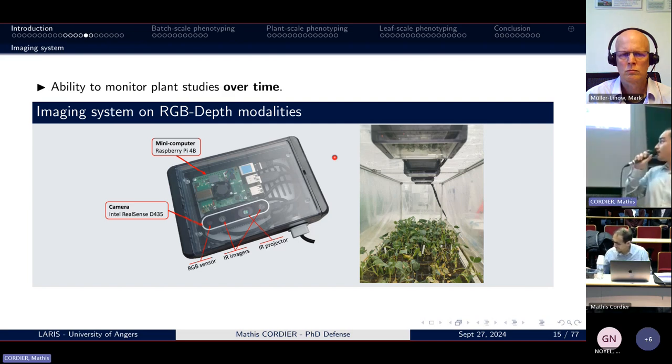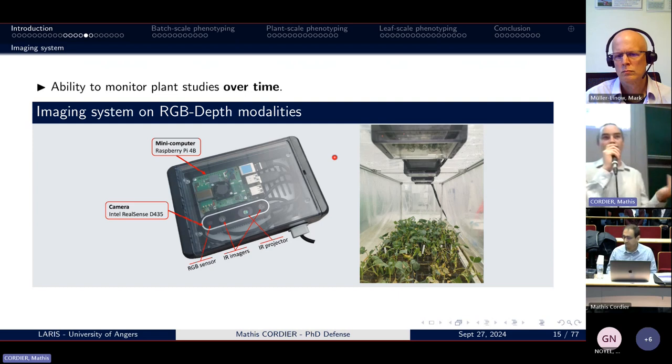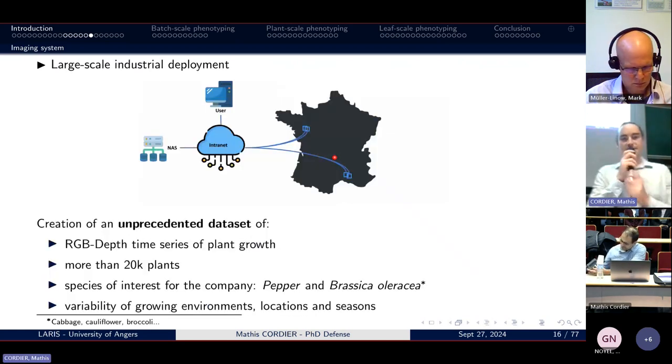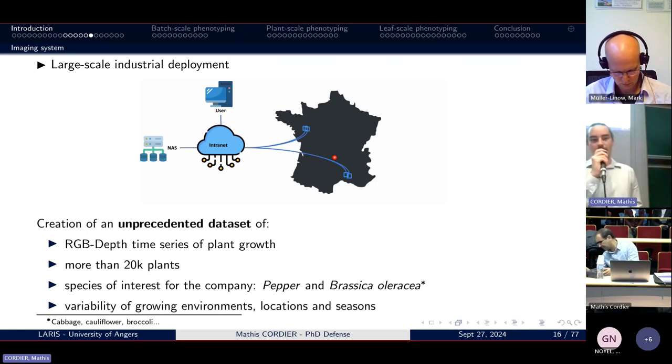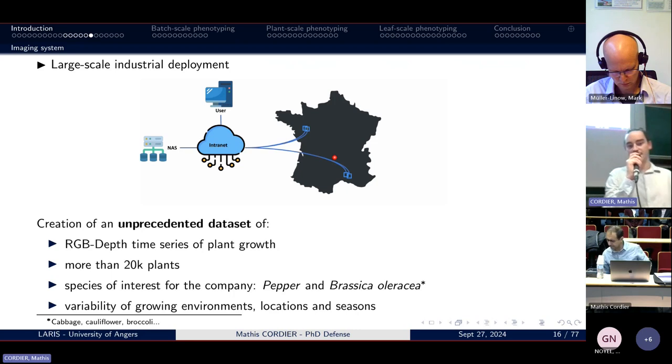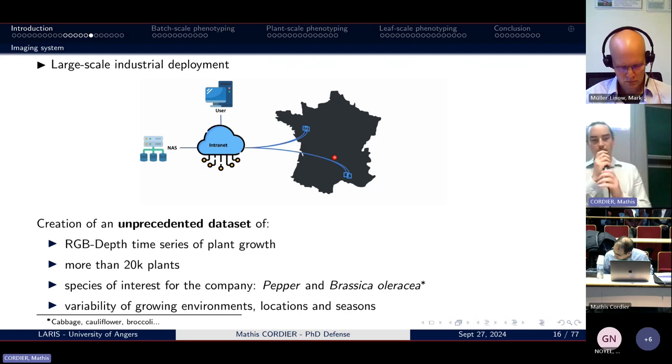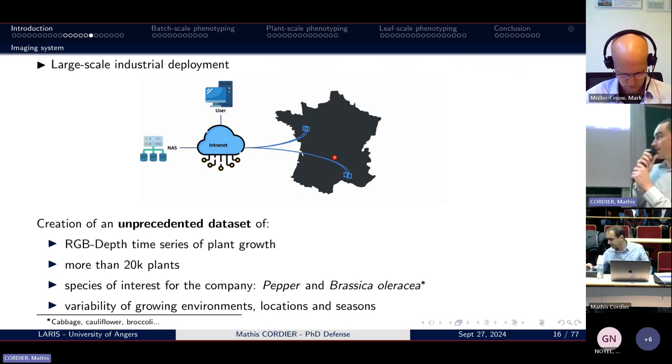Lastly, with such imaging systems, we have the ability to monitor plant studies over time, which is a very valuable aspect of plant phenotyping. This imaging system has been deployed largely in four facilities in France, and it permitted the creation of an unprecedented dataset of RGB depth time series of plant growth, constituted of more than 20,000 plants of species of interest for the company, with pepper and Brassica oleracea, and with a wide variability of growing environments, locations, and seasons.